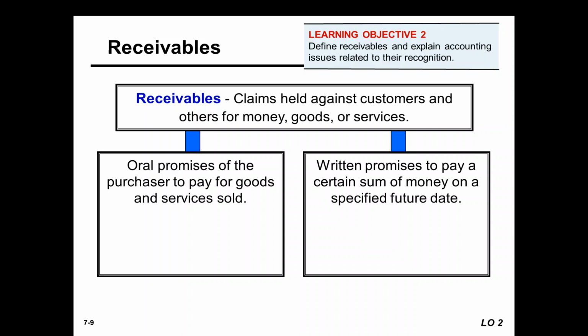And there are two types of receivable. First one is oral promises. Since it is oral promises, we call it accounts receivable. And the second one is written promises. It is written, so it is also called notes receivable.